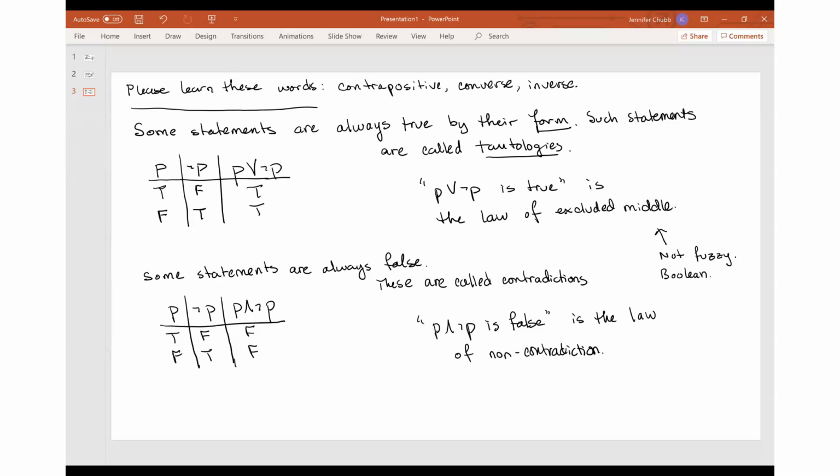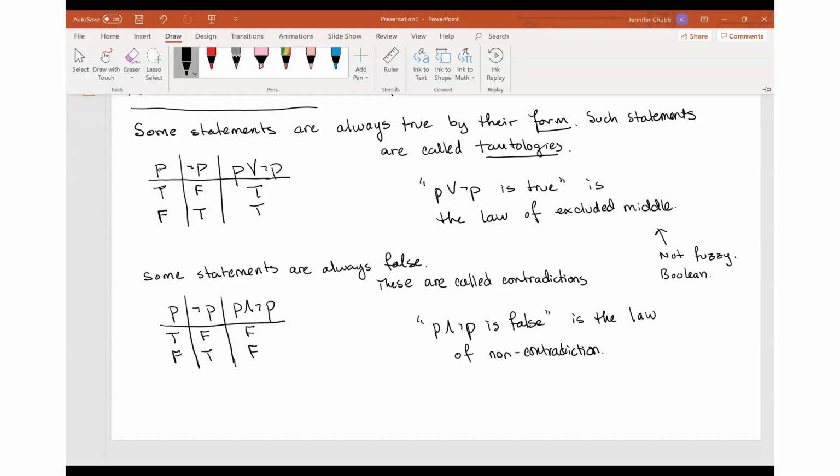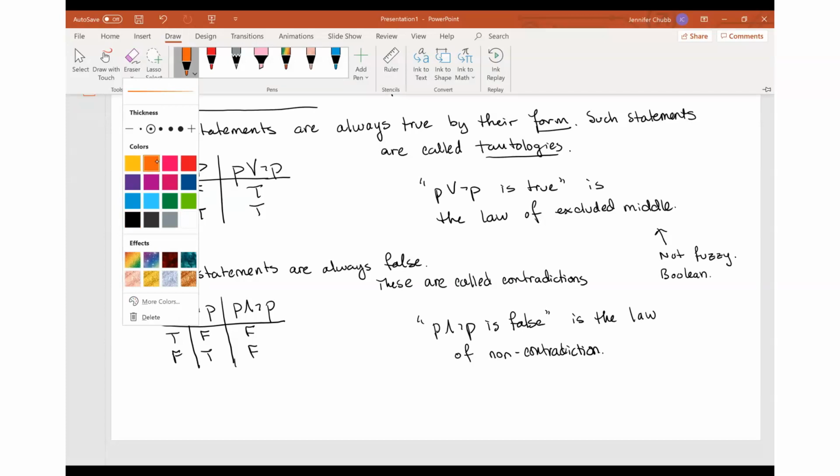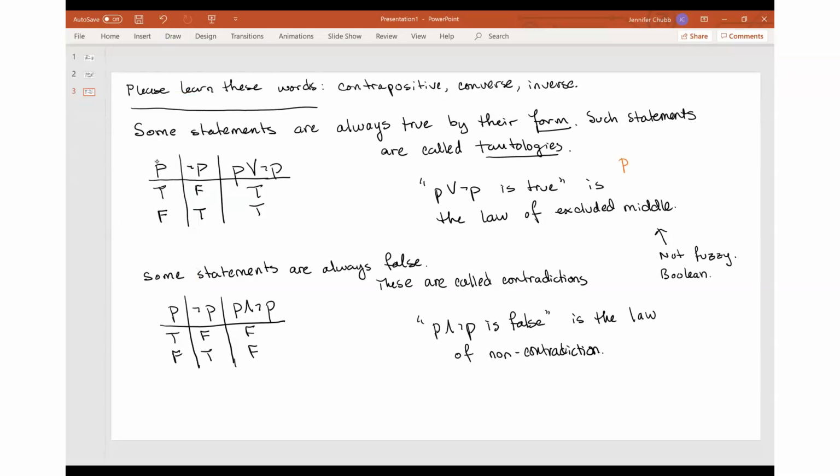All right, and the notation for indicating that something is a tautology or a contradiction is the following. So I would write here P or not P is true, right? And so this is just an equal sign with 3 lines instead of 2. And for this one, I would say P and not P is always false. It's basically saying it's equivalent to false.